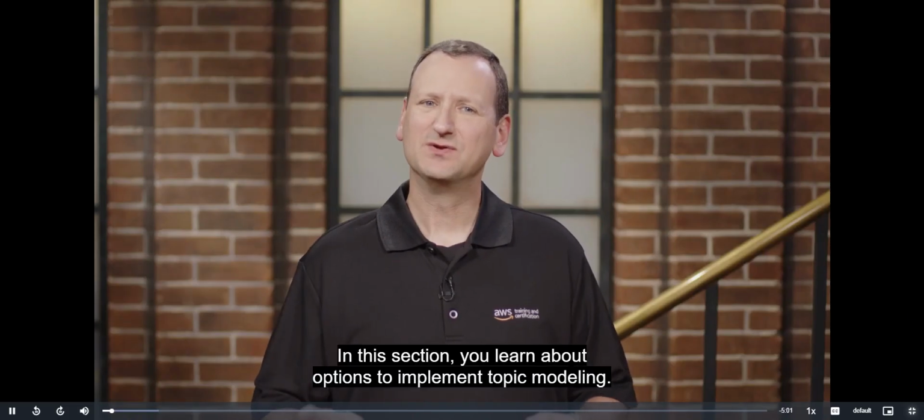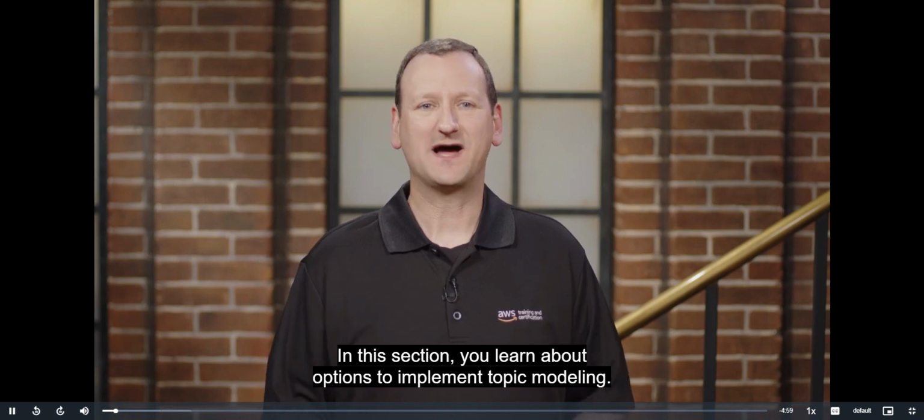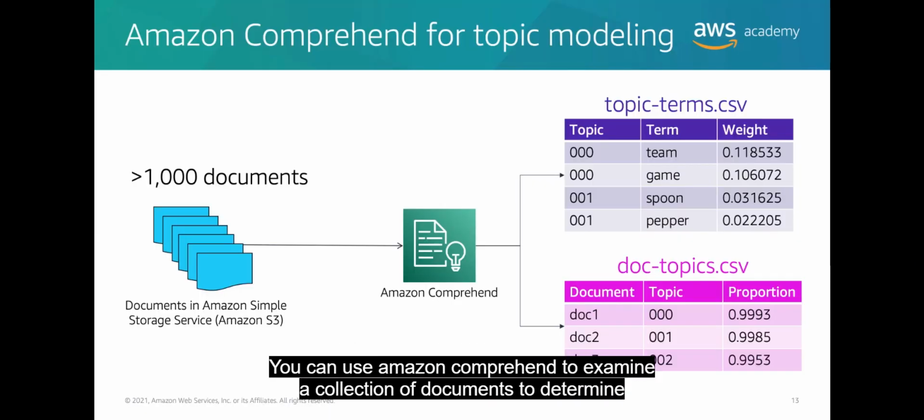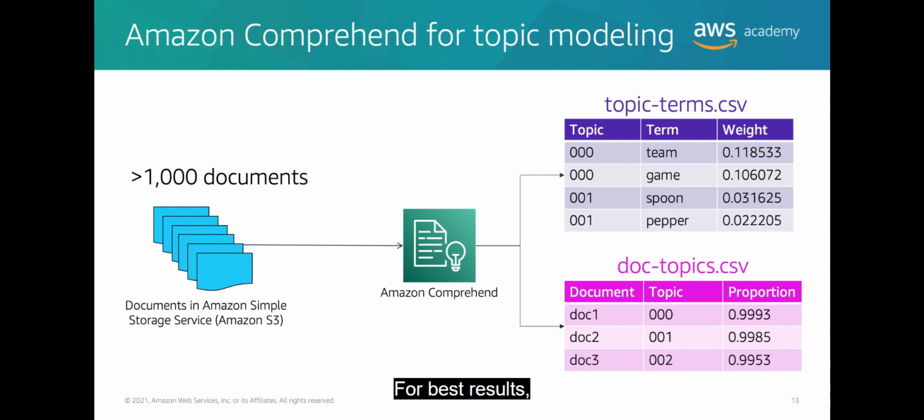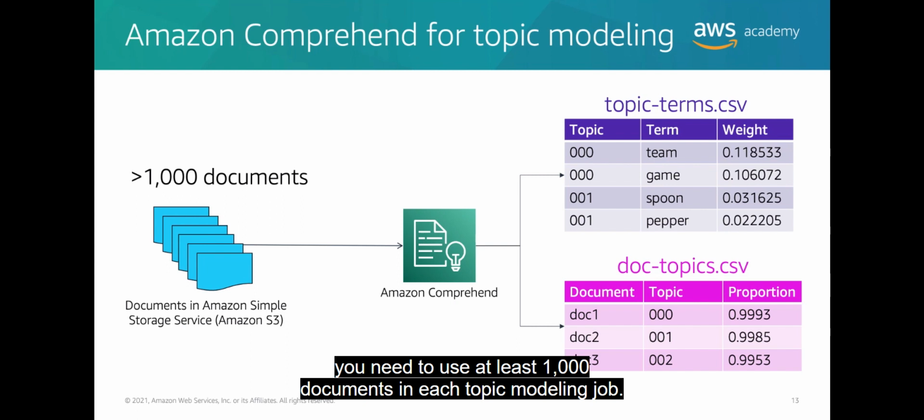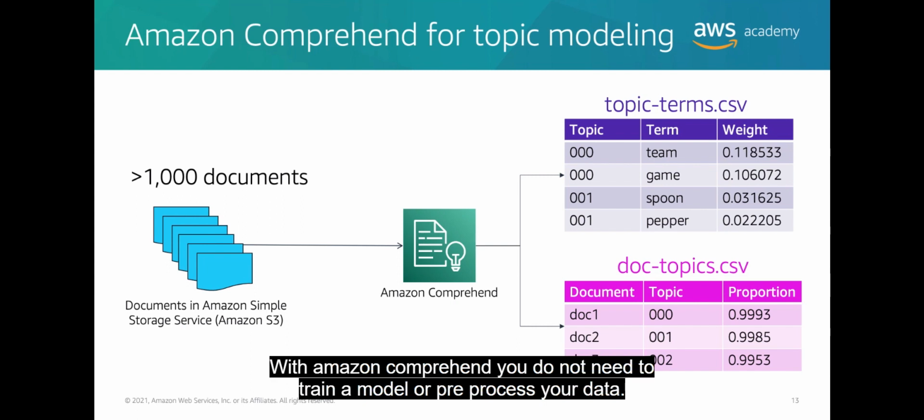In this section, you learn about options to implement topic modeling. You can use Amazon Comprehend to examine a collection of documents to determine common topics. For best results, you need to use at least 1,000 documents in each topic modeling job. With Amazon Comprehend, you do not need to train a model or pre-process your data.